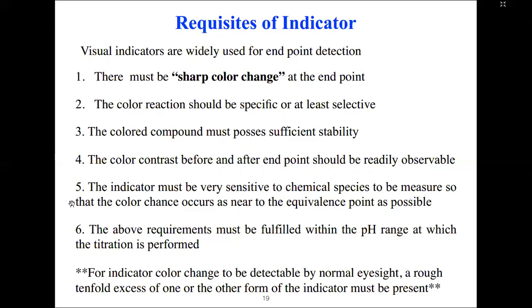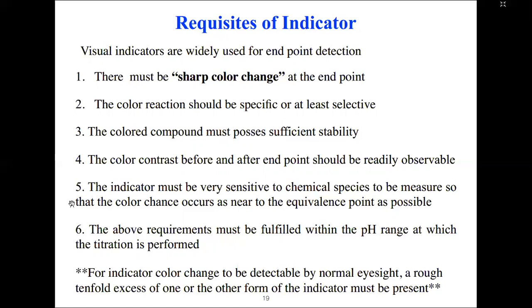And the indicator must work in the pH range of the titration. Let's say 5 to 12, or 1 to 14; there should be a certain range in which it will work. And for the indicator color change to be detectable by normal eyesight, a rough tenfold excess of one or the other form of the indicator must be present.